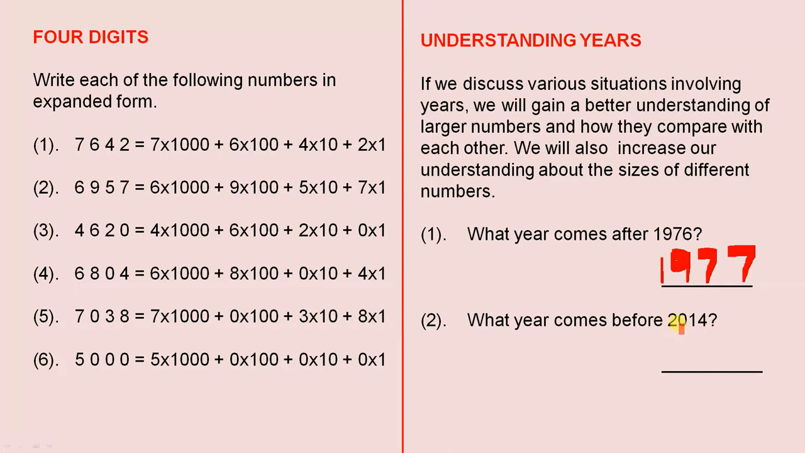What year comes before 2014? So that's last year. So pretend that 2014 was a particular year. The year before that, you just take 1 away. So that's 2013.